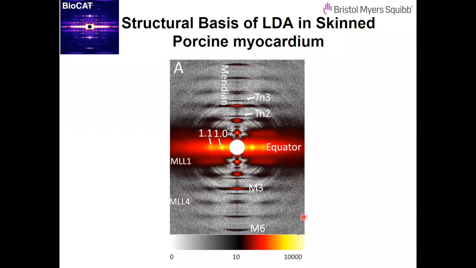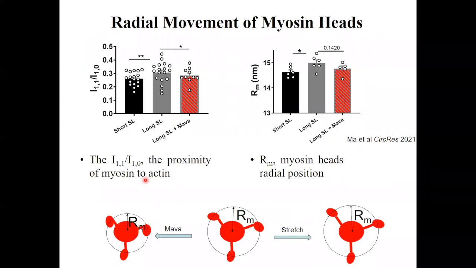So next, we're trying to look at the structural basis of LDA using X-ray diffraction. As we discussed earlier, the intensity ratio reflects the proximity of the heads to the actin. So from short to long, we have an increased intensity ratio, meaning heads sticking out toward actin, and if we treat with mavacamten, it comes back. Look at the figure here: with mavacamten, it can bring the heads that fold back close to the thick filament backbone, and with stretch, they are sticking out.